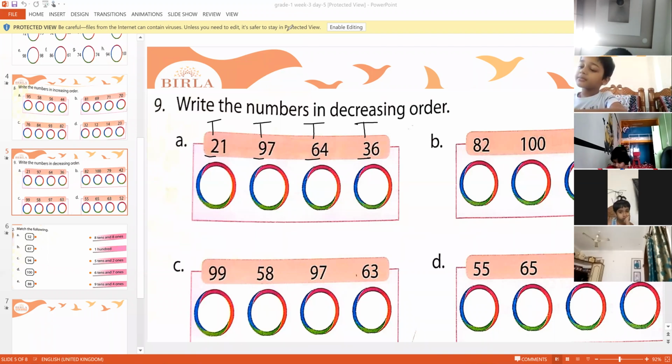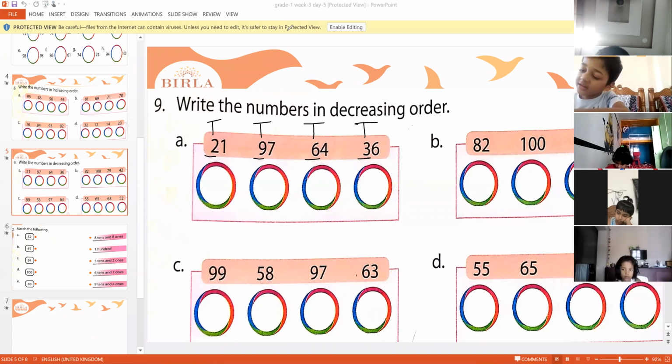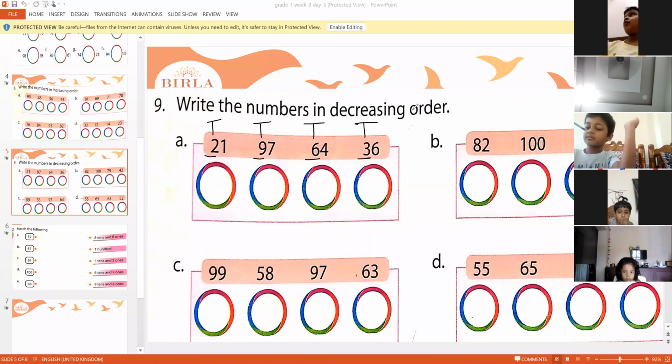Okay. So Swarnika, you tell me which is the biggest number here in bit A. 67. No, Swarnika. This one, ma. 97. Very good. So 97 is the biggest number here. So we will write in the first box, tell me first. Circle 97.